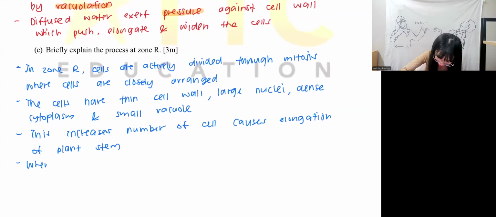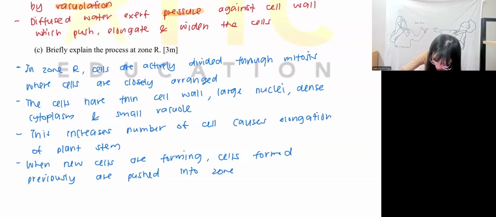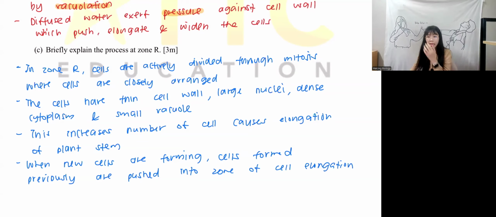Next, when new cells are forming, cells formed previously are pushed into zone of cell elongation. If you want to write until mitosis, then your next sentence is going to say cells are arranged closely, and they have thin cell wall, large nucleus, dense cytoplasm, and small vacuole. So you have to still write the closely arranged in the next sentence.